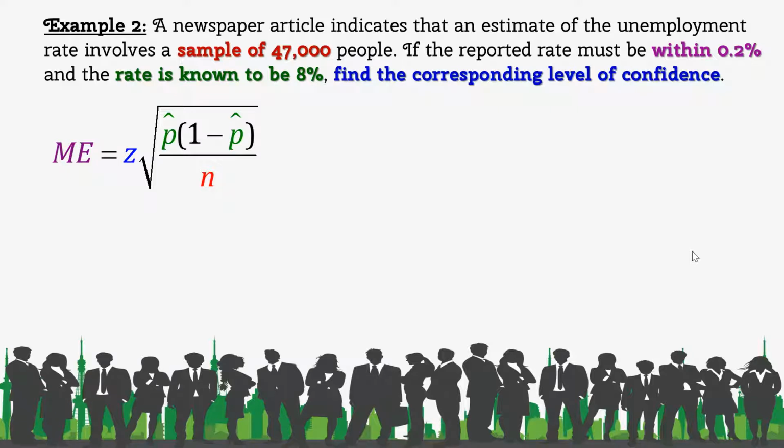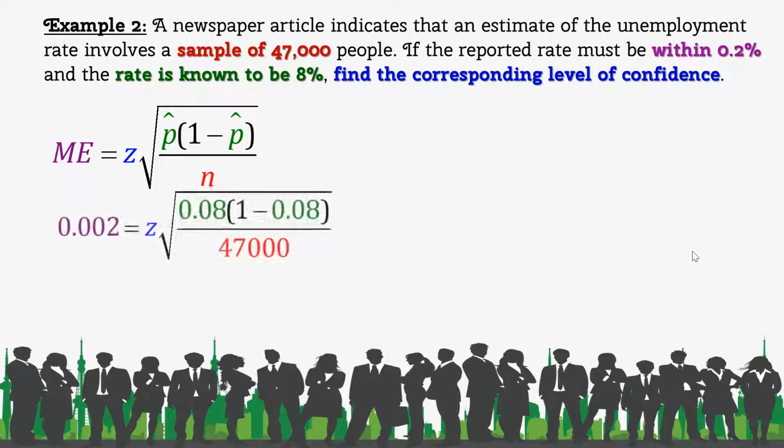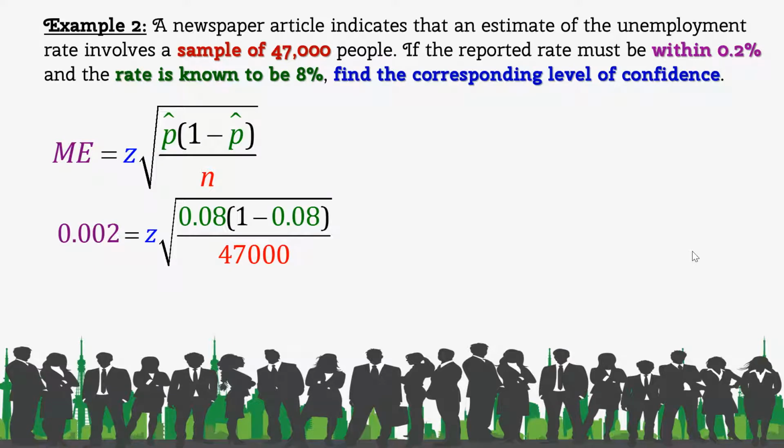Welcome back. So notice this one's a little different because I know the sample size, I know the margin of error, and I know that the sample proportion is 8% for unemployment. They want to know how much confidence they used when they built this interval. So really be careful, because again, that margin of error is 0.2%. If you've got a very big number, that might have been where you messed up.